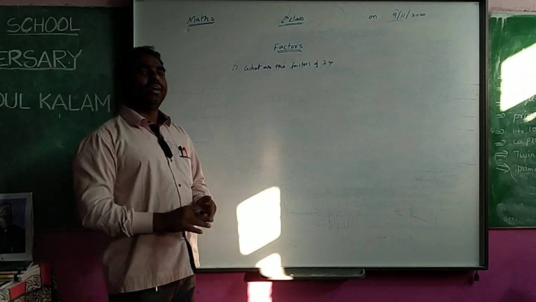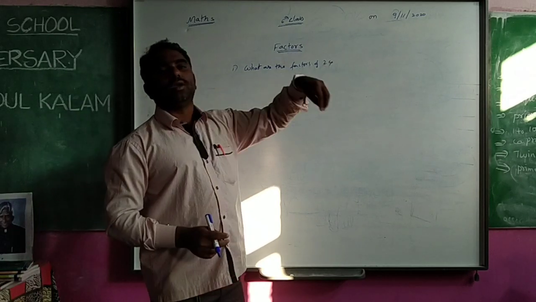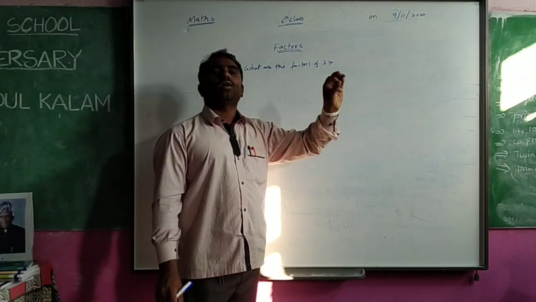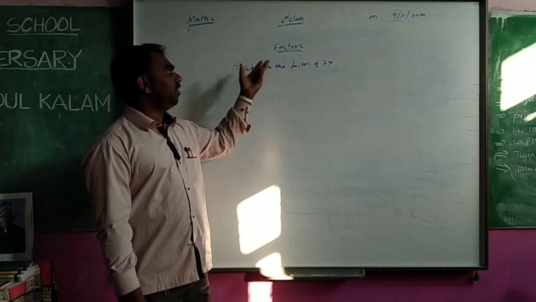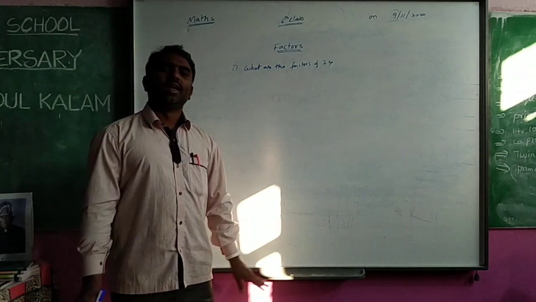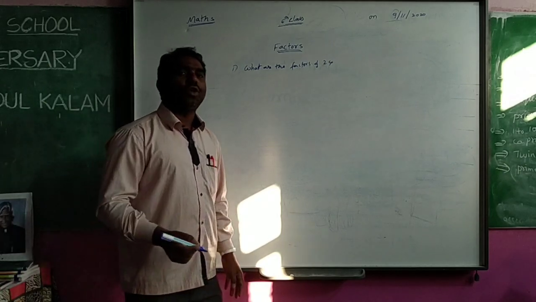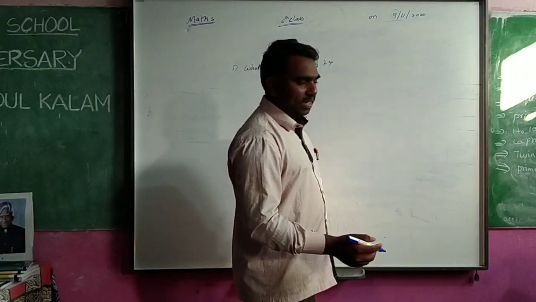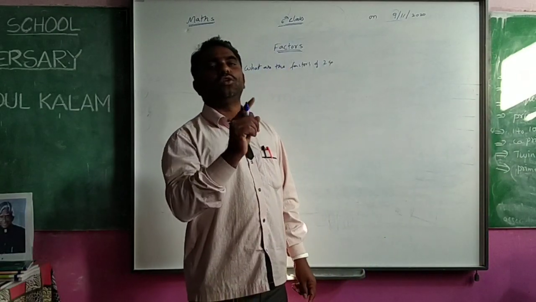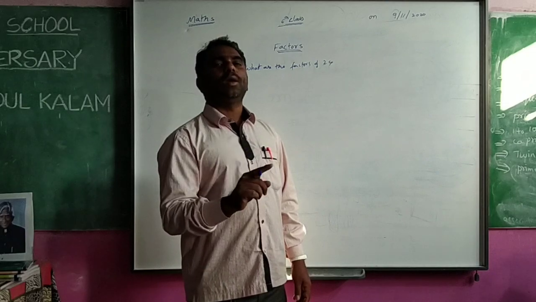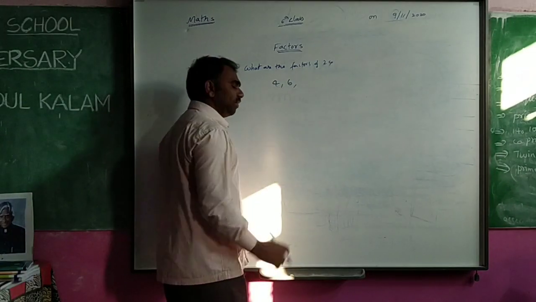How do you say that? 24 comes in which table? Those are all called the factors of 24. Simple way. 24 comes in which table? Can you tell me? Yes, 4 6s are 24. You are saying, so in the 4 table 24 will come, and in the 6 table also 24 will come. So that's why 4 and 6 are factors.